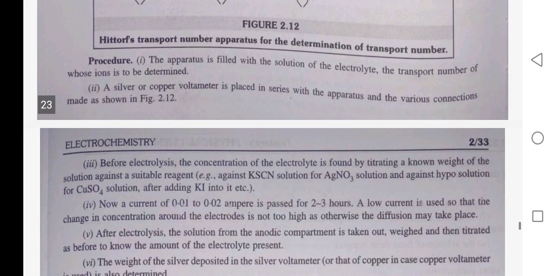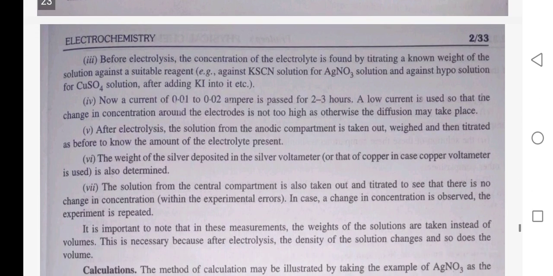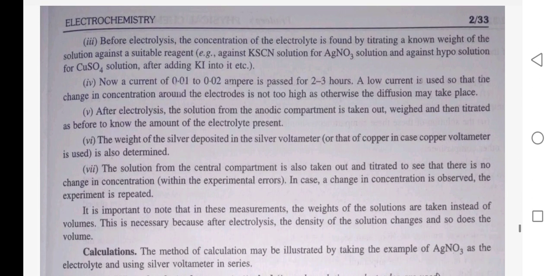Procedure: the apparatus is filled with the solution of the electrolyte whose ion's transport number is to be determined. A silver or copper voltameter is placed in series with the apparatus and the various electrical connections are made as shown. Before electrolysis, the concentration of the electrolyte is found by titrating a known weight of the solution against a suitable reagent.